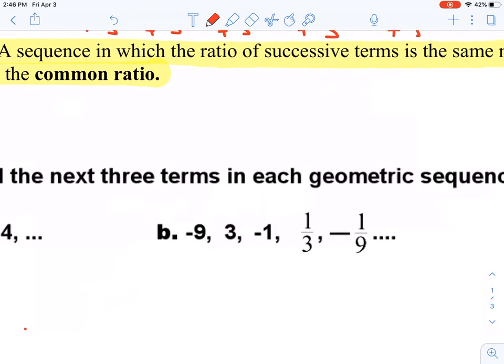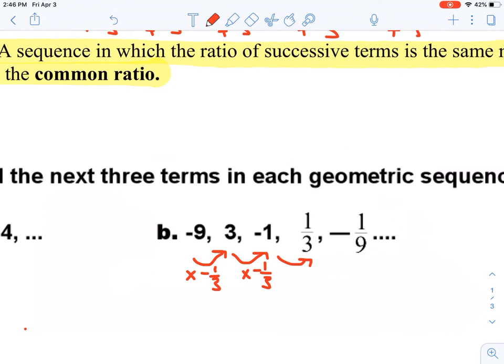The next one's a little bit trickier, not too bad though. What do I multiply negative 9 by to get positive 3? Well, that would be negative 1/3. I have to change the sign, and then I'm becoming a third of the size. Same thing, what do I multiply 3 by to get negative 1? Well, that would be negative 1/3.